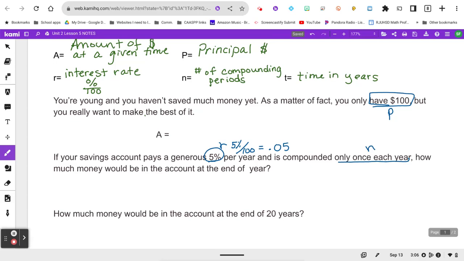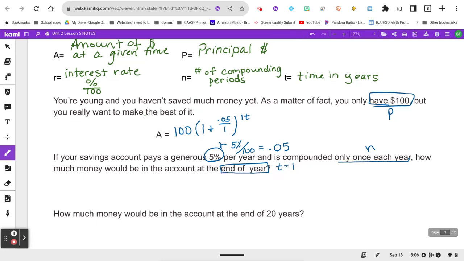Okay, so first we're going to write our equation with everything and then we'll solve it. So we have A equals our principal, which is $100, times 1 plus our rate over the compound periods, your N, and then we're going to take it to the power nt, or just t if you would like. Now, how much would be at the end of year 1? So at the end of year 1, how much money would you have? So that means t is going to equal 1.